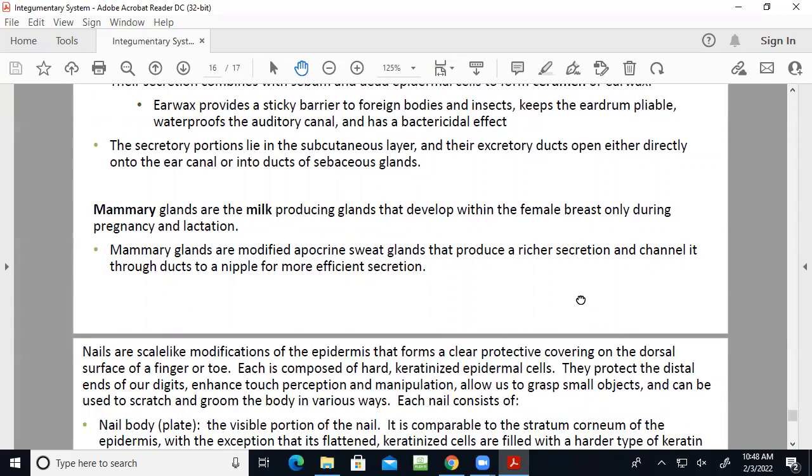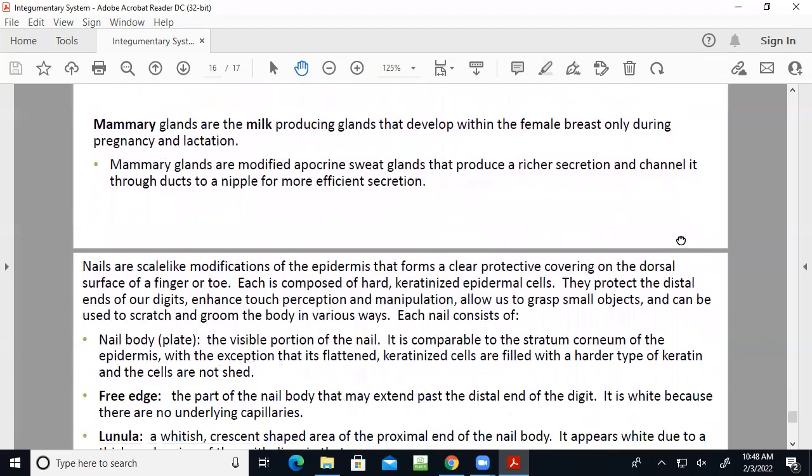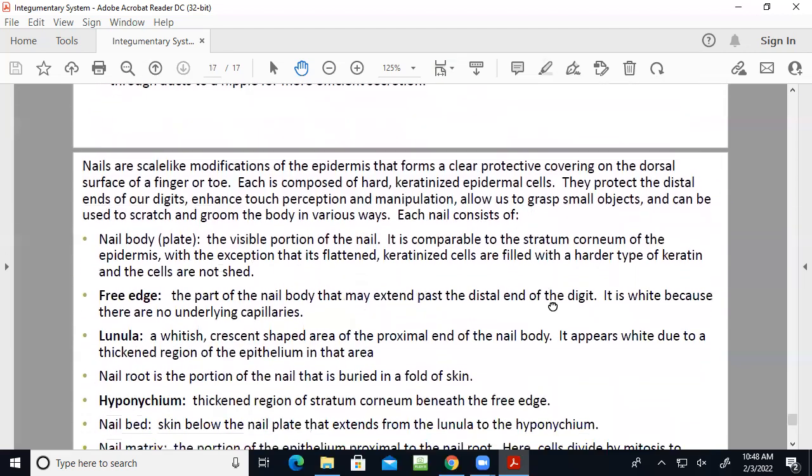Well, I guess we won't see a picture of them, but that's okay. Mammary glands are milk-producing glands developing within the female breast only during pregnancy and lactation. They're modified apocrine sweat glands that produce a much richer secretion and channel it through ducts to a nipple for very efficient secretion. Very last slide of the semester that we'll look at, we'll talk more about mammary glands, and that'll be in our reproductive lecture.